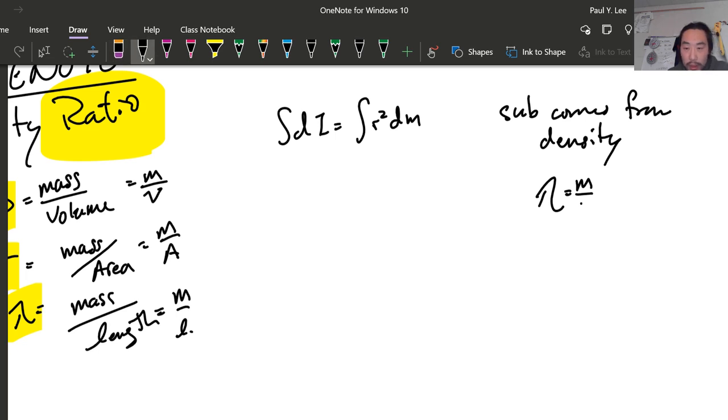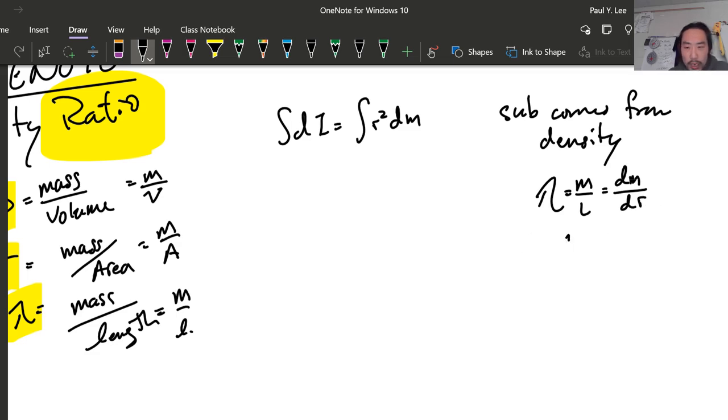Excuse me, length. And if we are looking at this as a ratio, if this m represents the total mass and this L represents the total length, if we're looking at tiny bits of that rod, we will get tiny bits of mass over tiny bits of length, which I'm going to replace that L with the r.